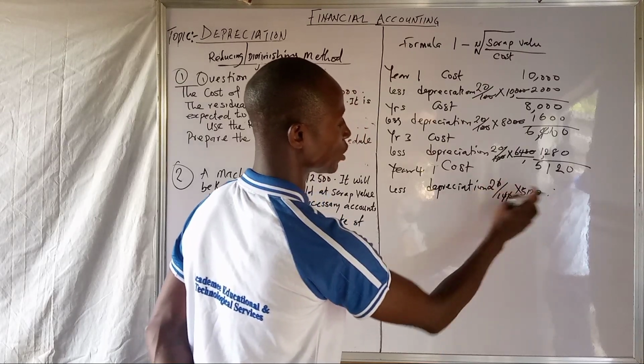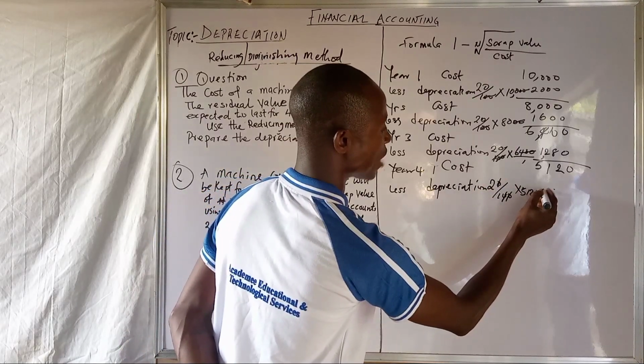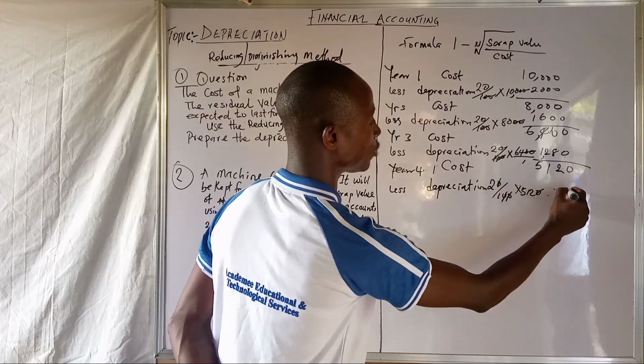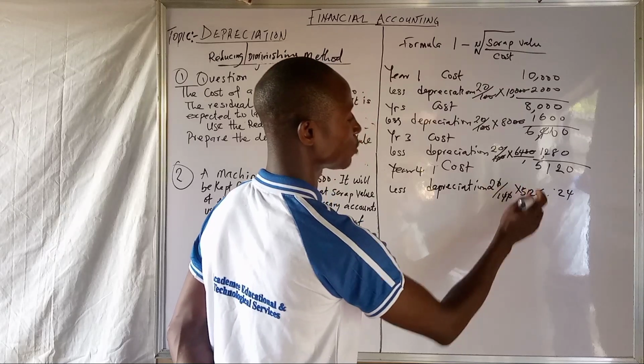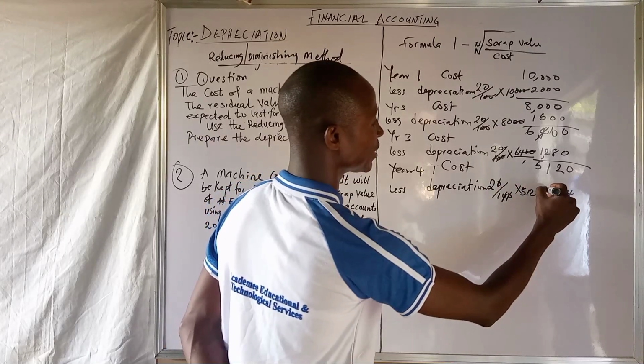5,120. So 2 multiplied by, we have cancelled this. 2 multiplied by 2, 4. Then 2 multiplied by 1, 2. And 2 multiplied by 5, which is 10.